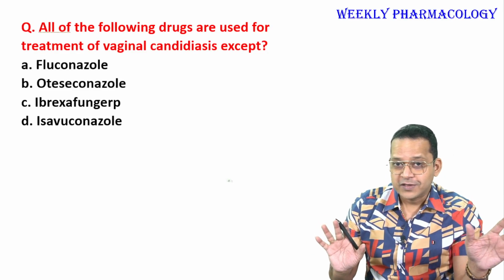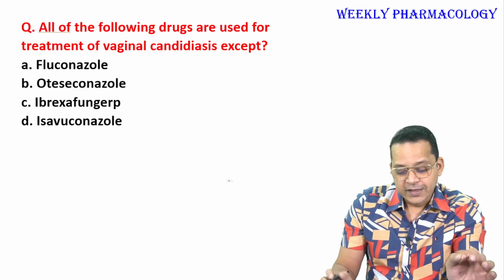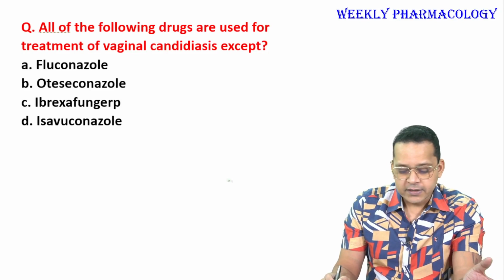It's not a difficult one. It's an easy one. All of you know that. So which one is the answer here? Is it fluconazole, oteseconazole, ibrexafungerp, isavuconazole? Which one? What is the answer, guys? Let me know.